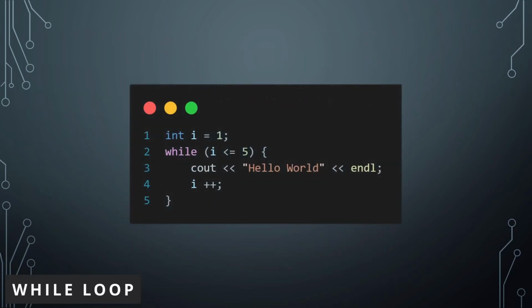However, a while loop is a bit different. You define the counter outside the while loop, and then you specify the while statement with the condition. Then inside the block of code, you write whatever you want to do and then increment the counter. This will give us the same output as the for loop.